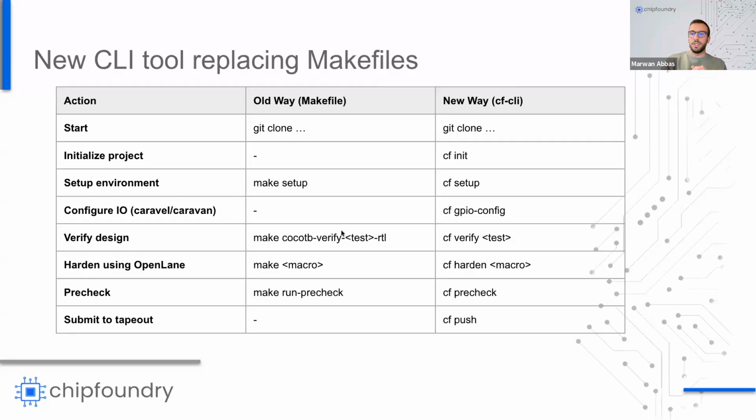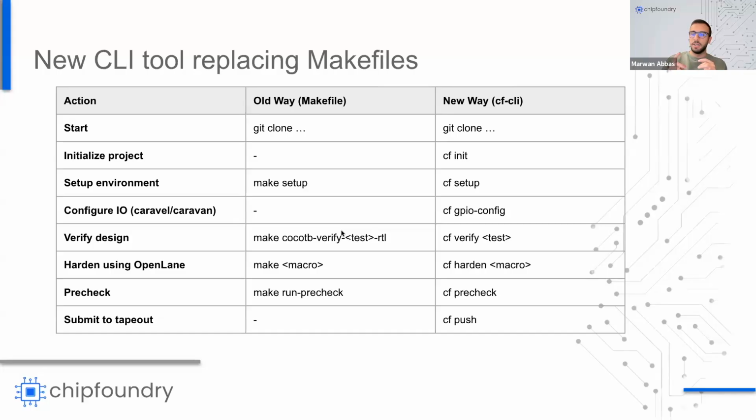And then we moved to a GUI based GPIO configuration for Caravel and Caravan. Through the command CF GPIO config, you'll get a GUI where you can configure the GPIOs with a click of a button. We used to have them in a configuration file in Verilog, but now we have them in a GUI, which is much easier to configure.